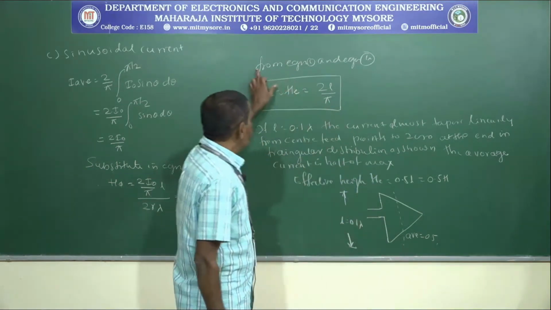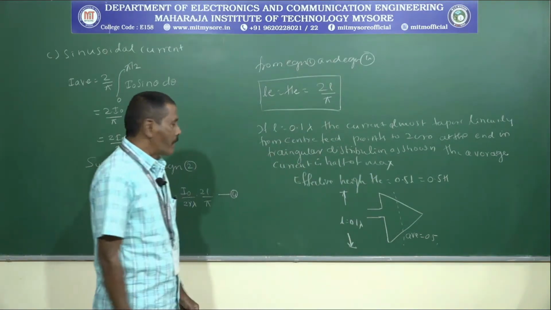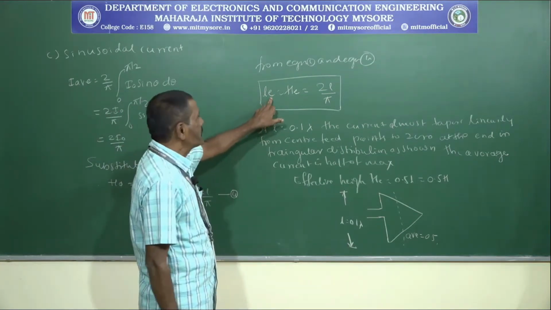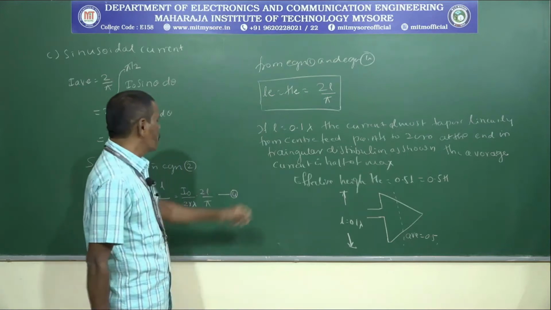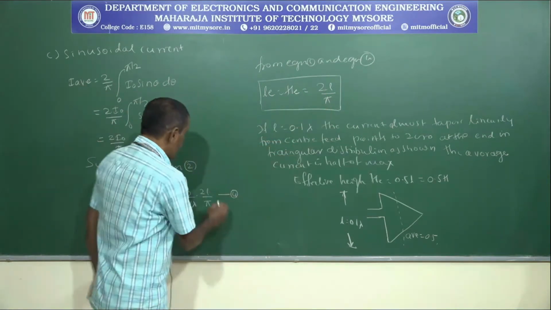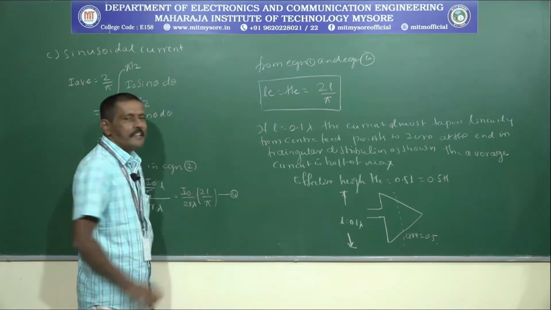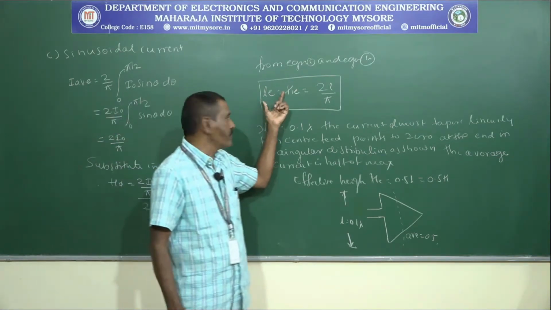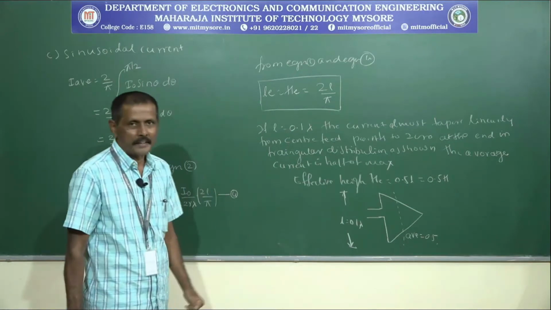Now from equation 1 and equation number 4, we can write that effective length or effective height is equal to 2L divided by pi. So this is going to give you the effective length or the effective height.